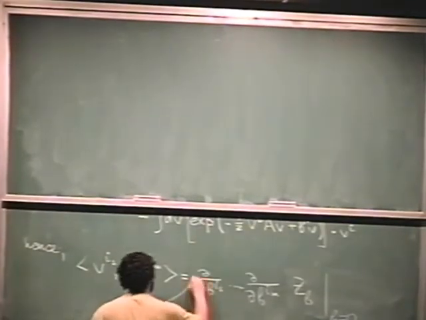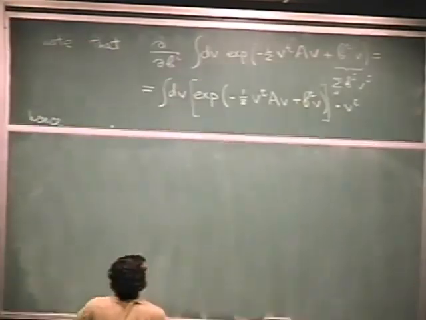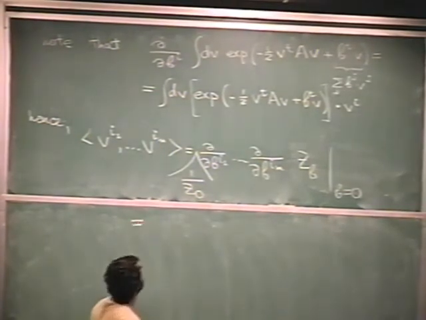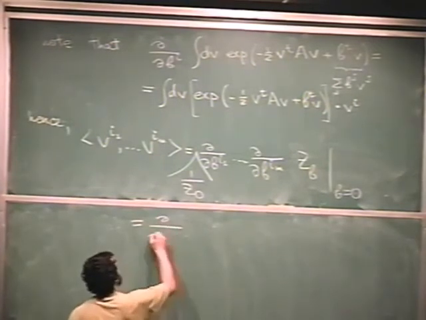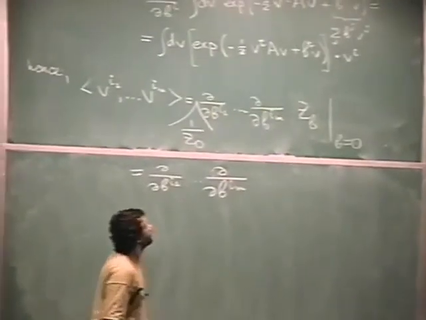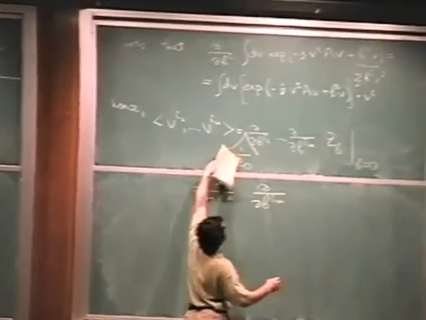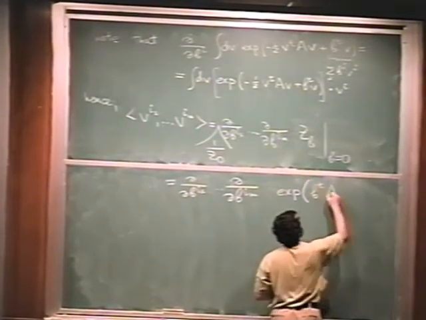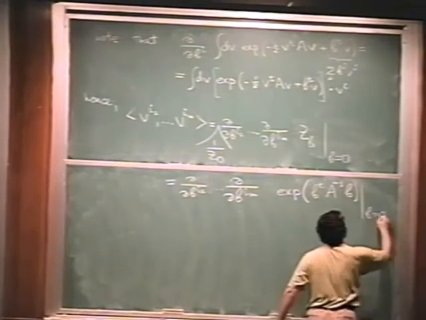Okay, here we go. So here I stick 1 over Z naught. Okay, but let's not stop here. Let's just write it more explicitly. So I just continue. And this is the sequence of derivatives. So I will write it again, the same derivatives, d/db_i1, etc., up to d/db_im. And now instead of Z of b, I will write the answer there. So I normalized it, right? So what I have left is the exponent of half b^T A inverse b. I should, of course, again do that at the same point, b equals to zero.